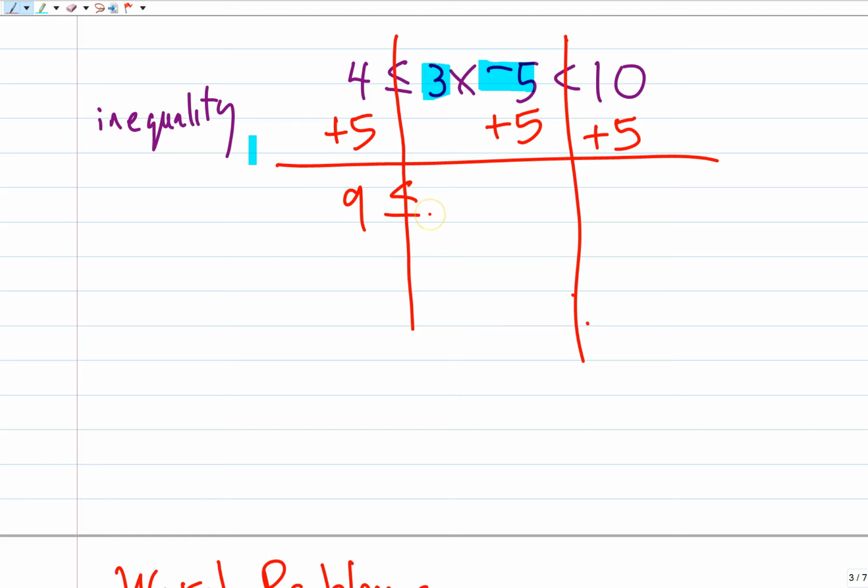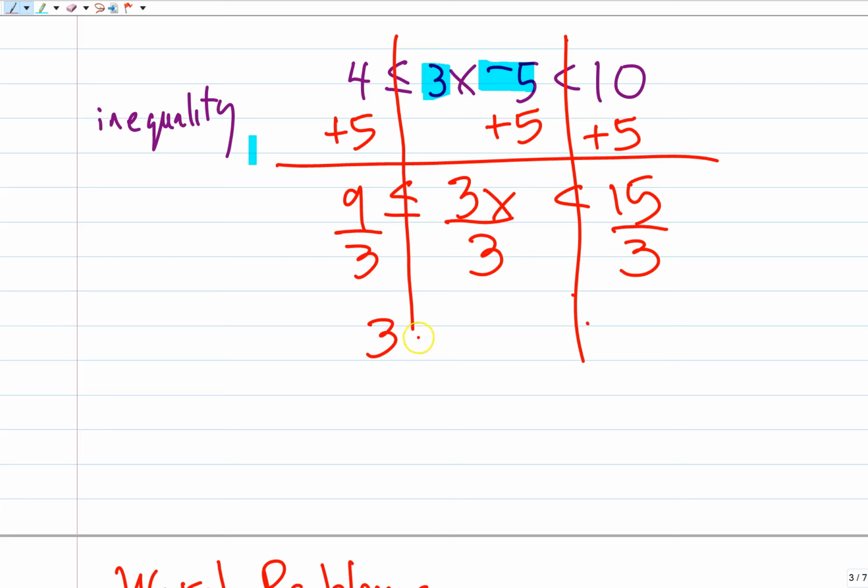Less than or equal to? Less than? How do I undo the multiplying now? By? And if I do it to the middle, to all, this now says that 3 is less than or equal to x, right? Which is also less than.